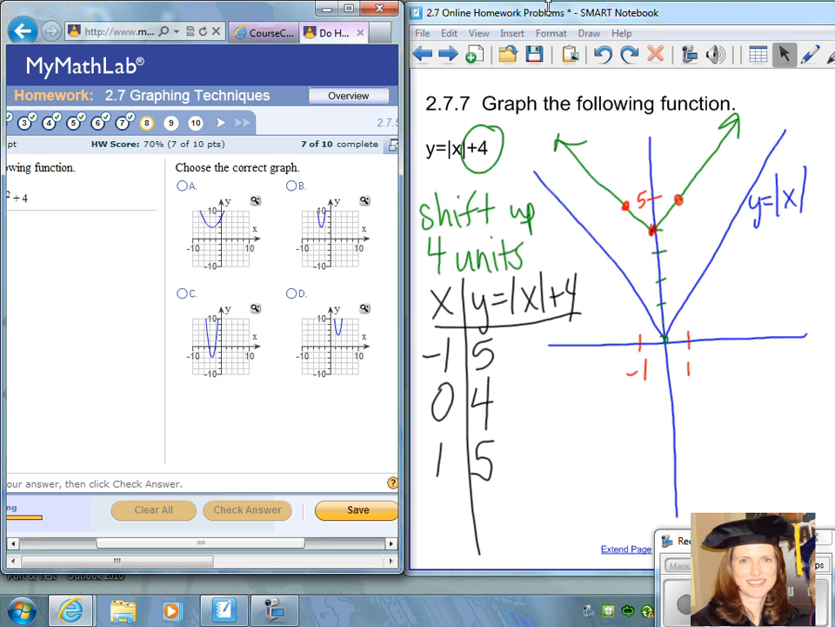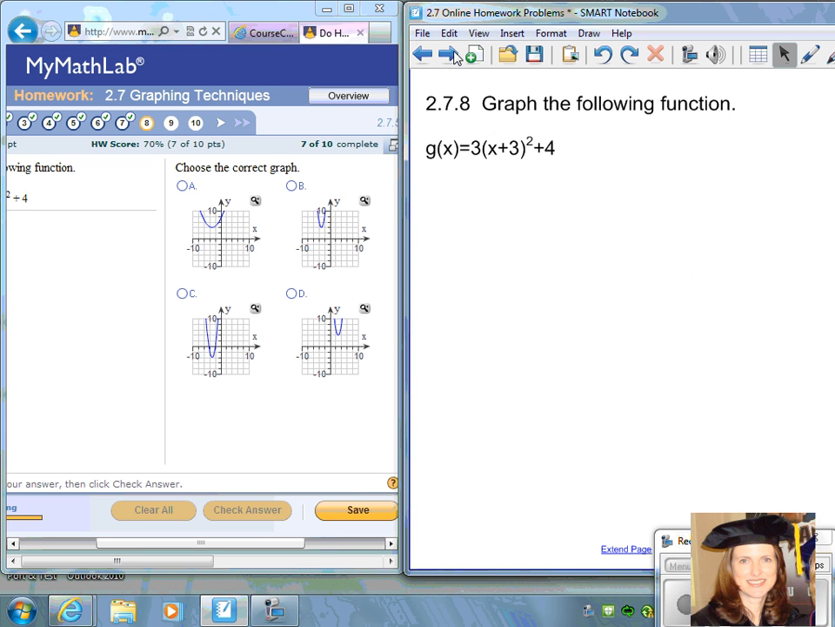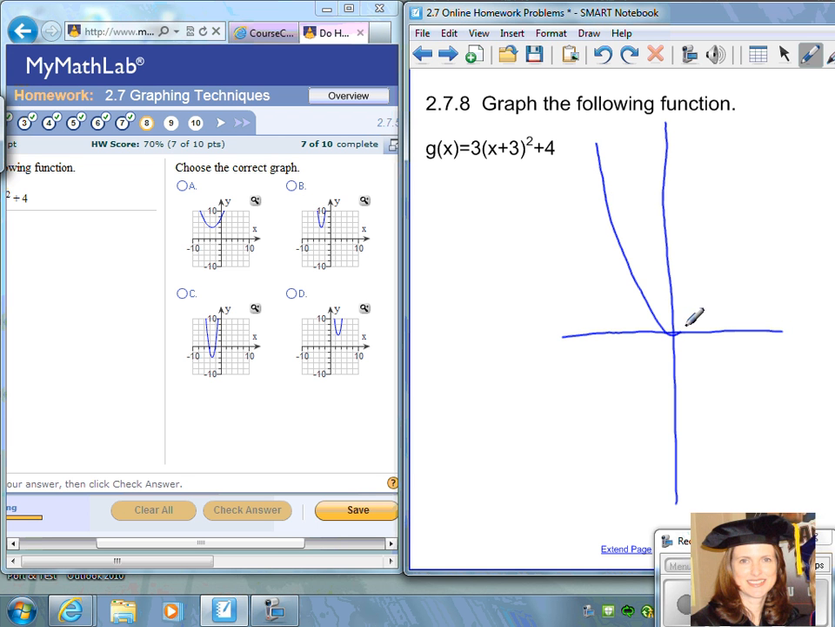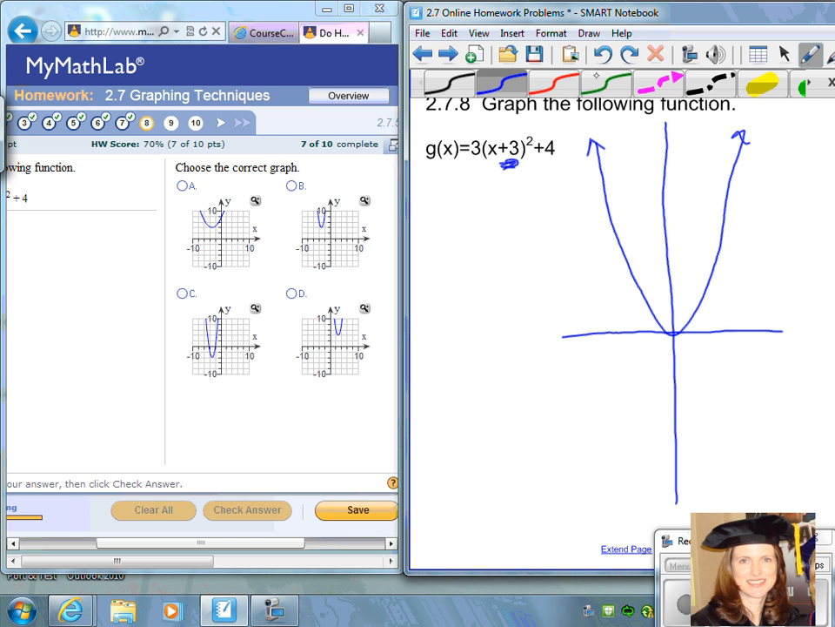Number 8. We want to graph the following function: 3 times the quantity x plus 3 squared plus 4. This is a graph of a parabola that's been transformed in 3 ways. First let's look at our basic parabola, which opens up. Okay. Now the plus 3, let me highlight it there.